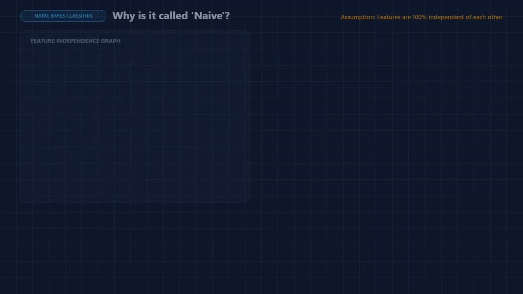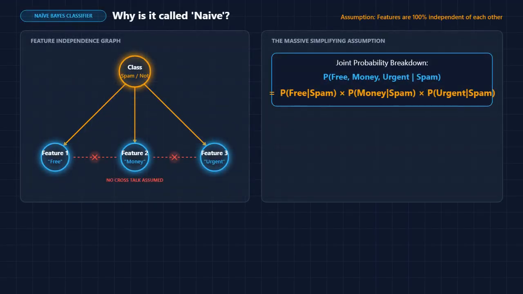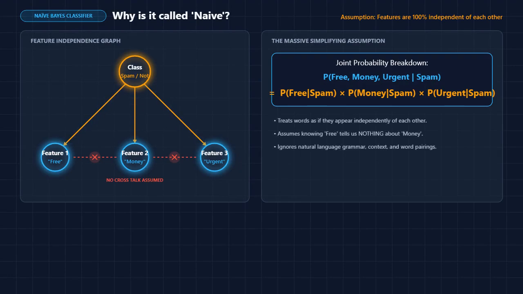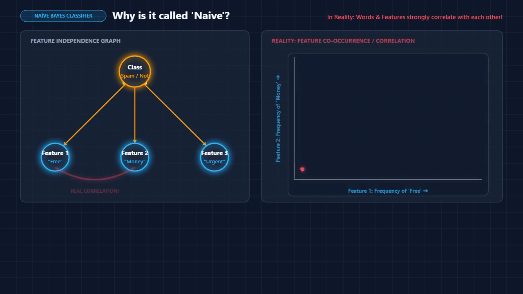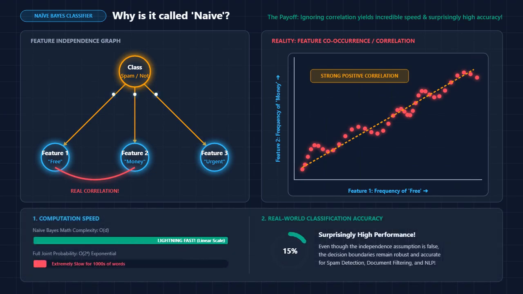At its heart is Bayes' theorem. It calculates the posterior probability of an event happening based on prior knowledge of conditions related to the event. It's called naive because it makes a massive assumption. It assumes that every feature is completely independent of every other feature. In reality, words or features often correlate, but ignoring this makes the math incredibly fast and surprisingly accurate.